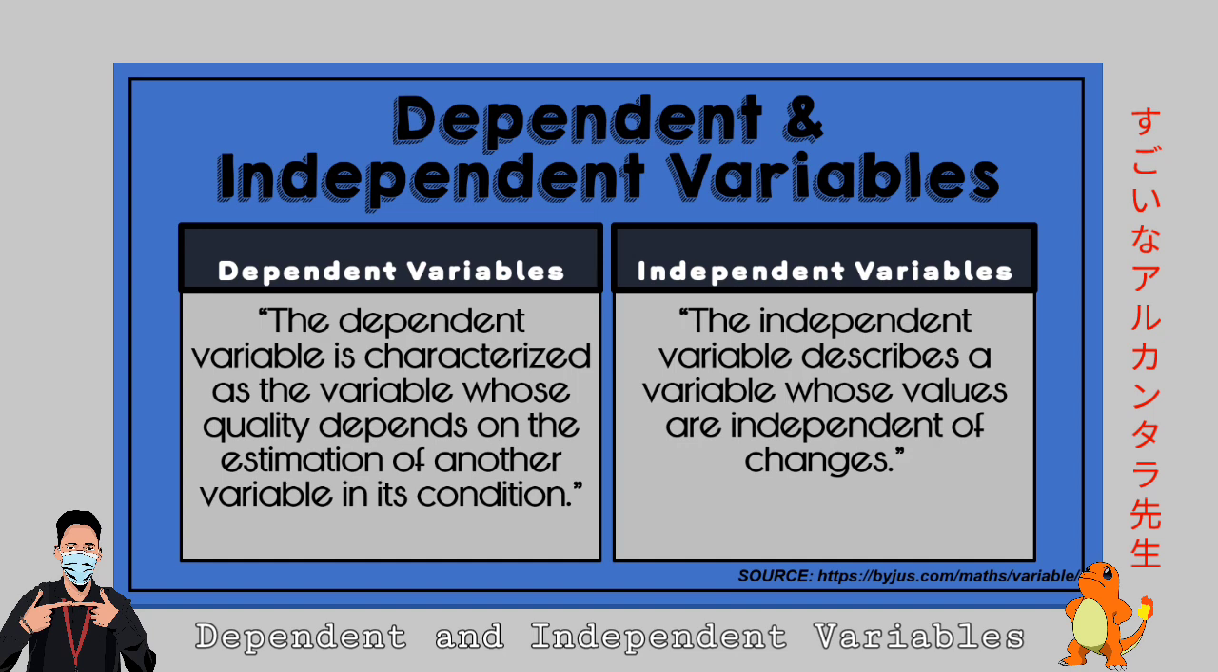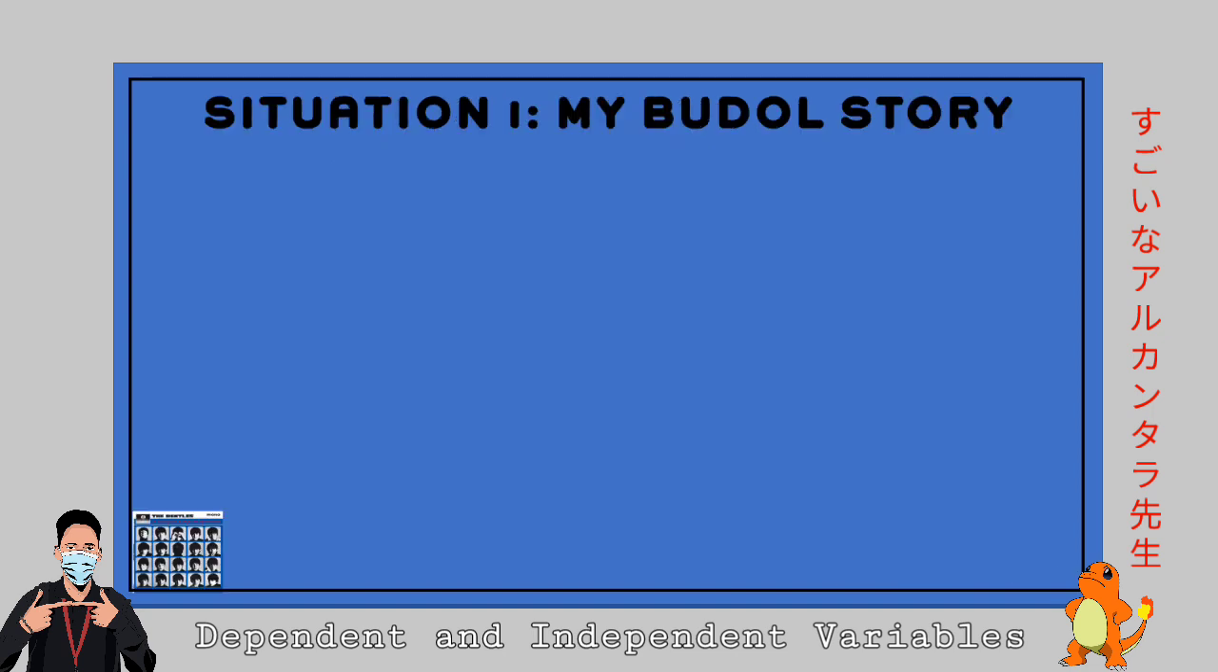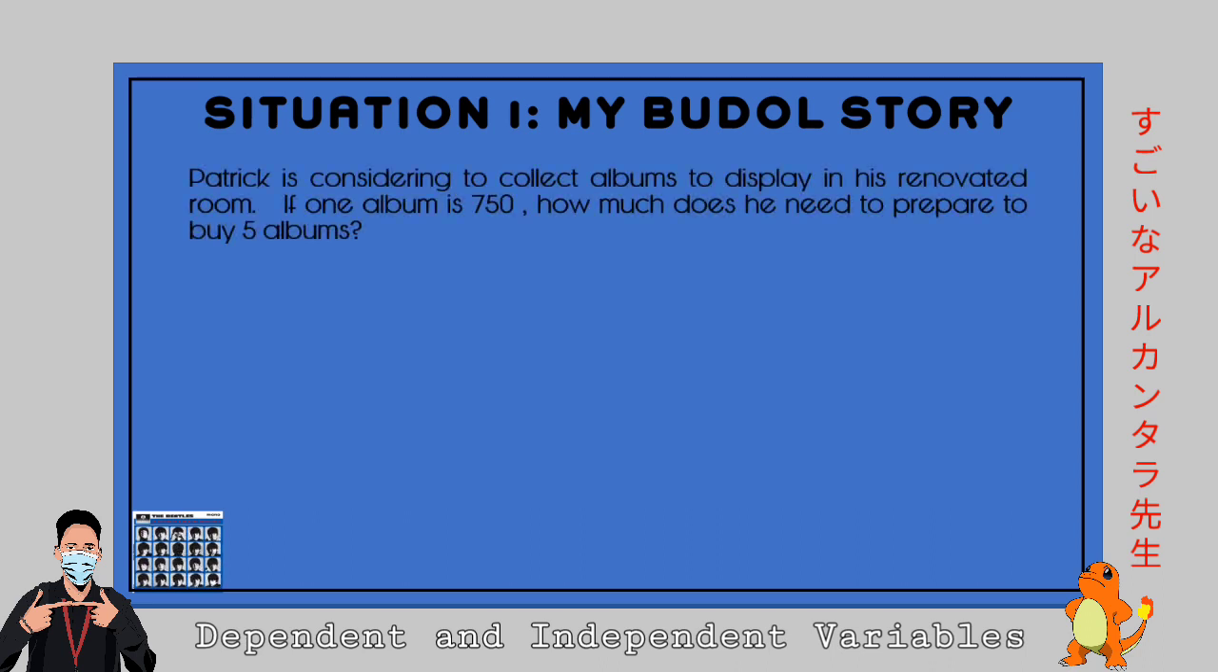And to fully put into perspective, we're gonna use the examples that we had and put them in a quote unquote word problem. Let's have this first situation. Let's call it my Boodle story, something that is maybe based on real life events. Who knows? So Patrick is considering to collect albums to display in his renovated room. If one album is 750, how much does he need to prepare to buy 5 albums?